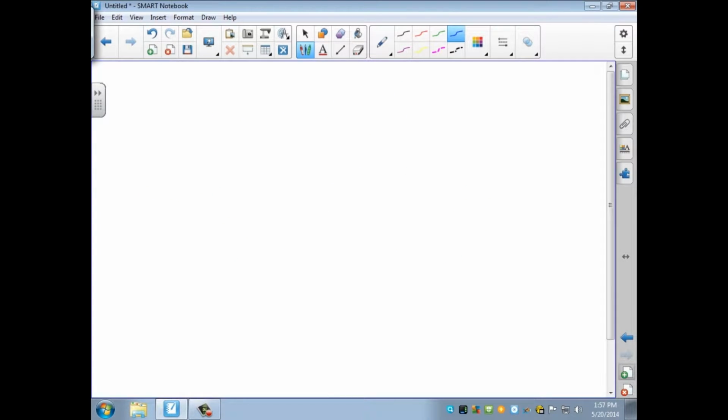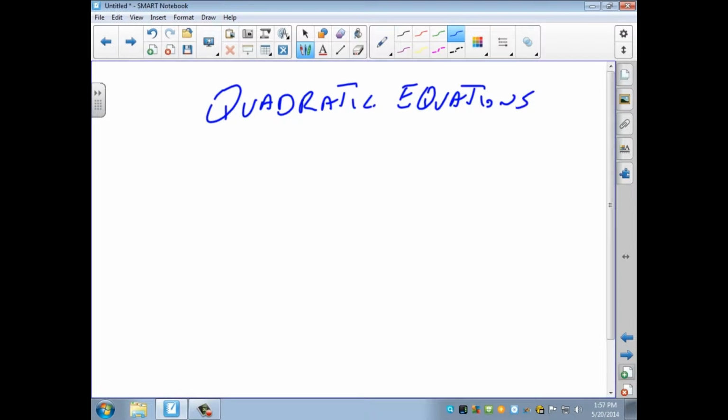And finally, one other thing toward the end of this chapter is talking about quadratic equations. A quadratic equation is when you have a quadratic expression such as a x squared plus bx plus c, set equal to 0. This would now be a quadratic equation.